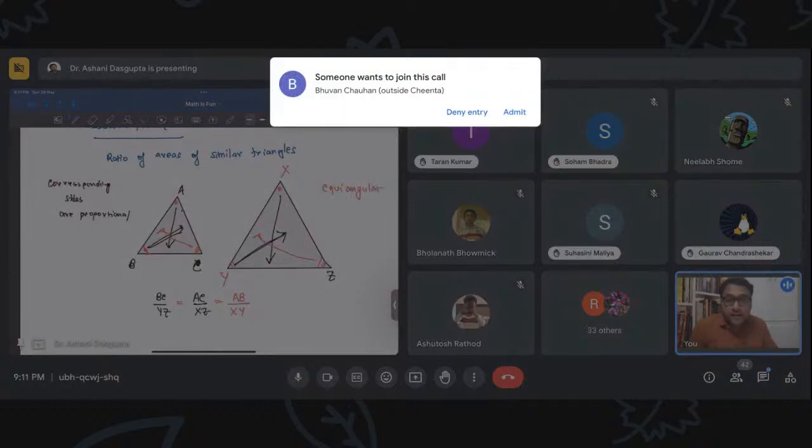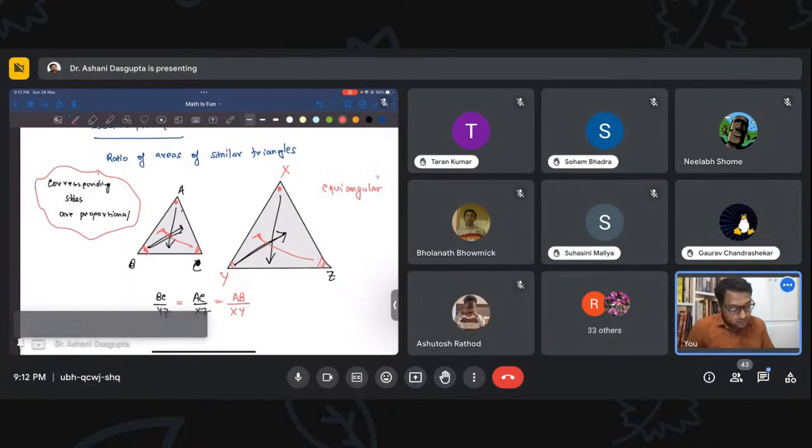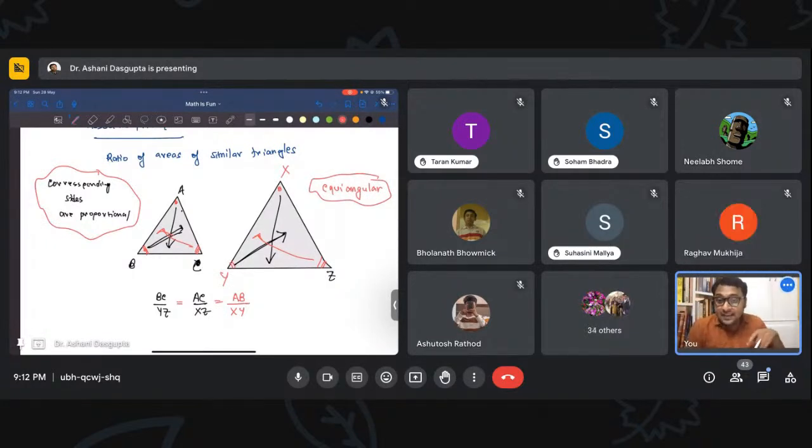Equiangular. Some of you are telling me that corresponding sides are proportional. Some of you are telling me you pick up the triangle, place it on another one, and stretch or scale it to get the other triangle. If that happens, then they're similar. So are these definitions equivalent?